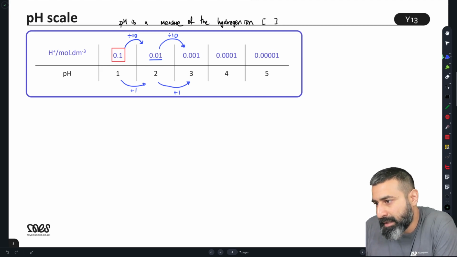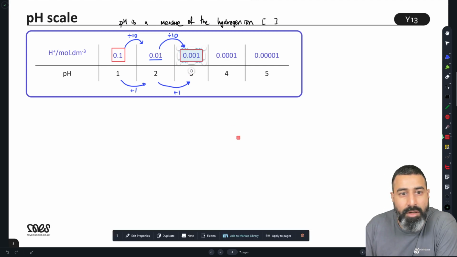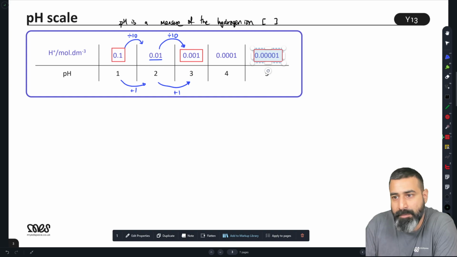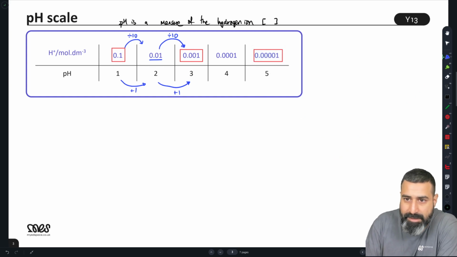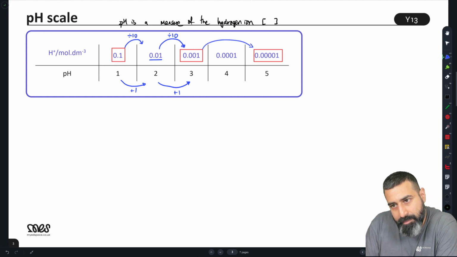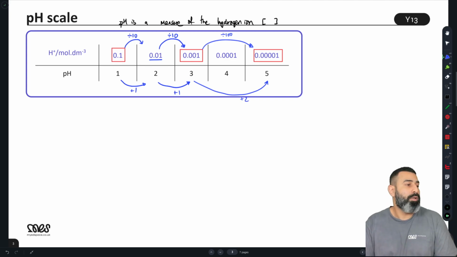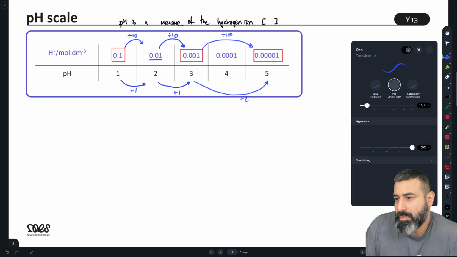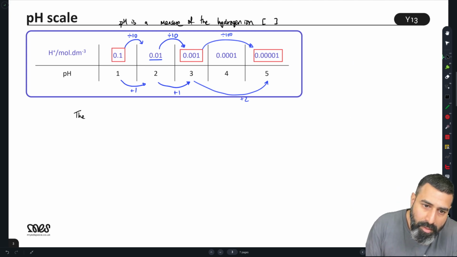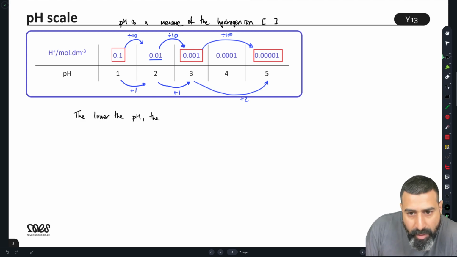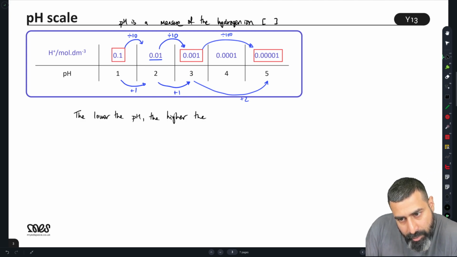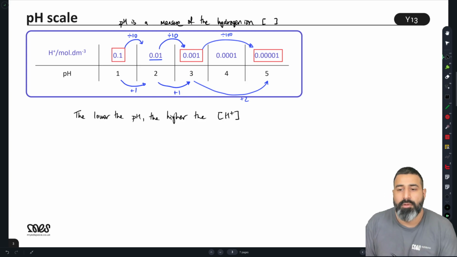So using that logic, and it's useful not to forget this, let's say we've got a hydrogen ion concentration of 1 times 10 to the minus 3, and we're going to 1 times 10 to the minus 5. So if we divide by 100, the pH has gone up by 2 units. So the lower the pH, the higher the hydrogen ion concentration. Okay, don't forget about that relationship.